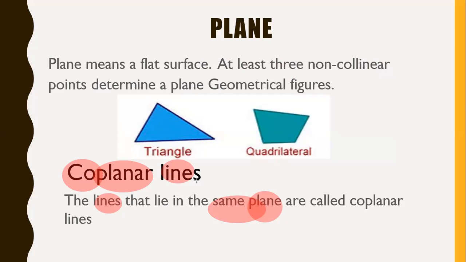Okay, so the lines that lie on the same plane are called coplanar lines. That means here you can see the plane. If the lines lie on this plane, they are called coplanar lines. Okay? Is it clear? So what are coplanar lines? The lines that lie on the same plane.